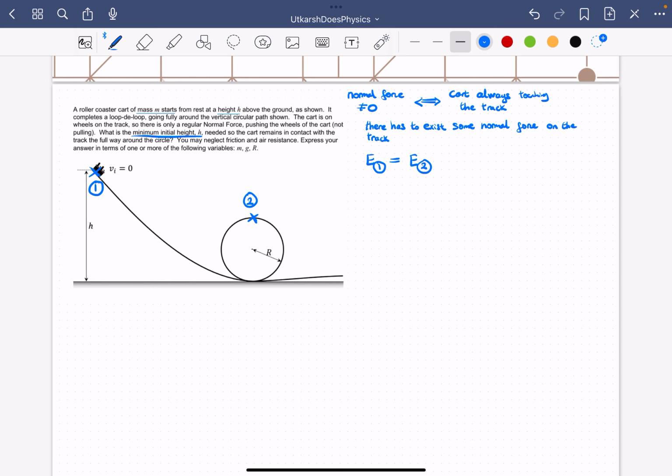So the 2 energies that are acting on the system right now are potential energy plus kinetic energy. And those are the only 2 energies acting on the system at point 2 as well.